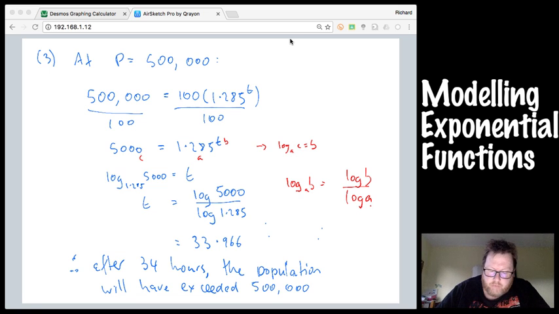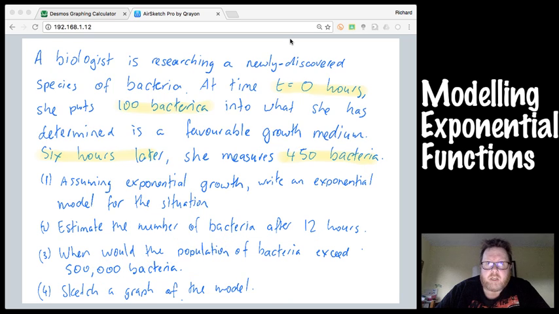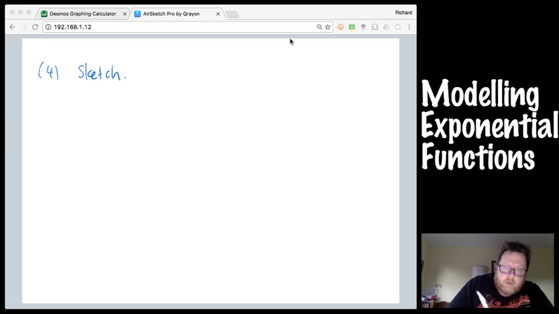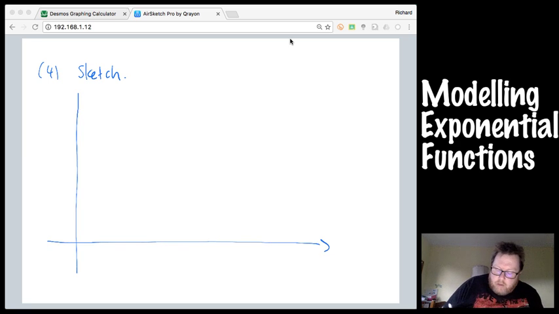Last one is question 4. Question 4 says sketch a graph of the model. So what we're going to do now is do a quick sketch, and that will finish this off. We've got all the information that we need, and the sketch won't take long at all. So this is number 4, sketch. Make sure you label your axes properly. This is population versus time.